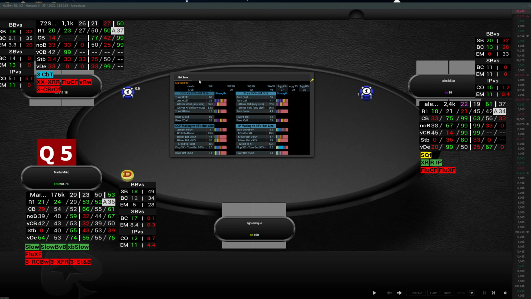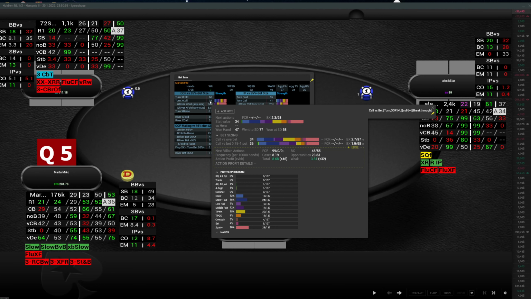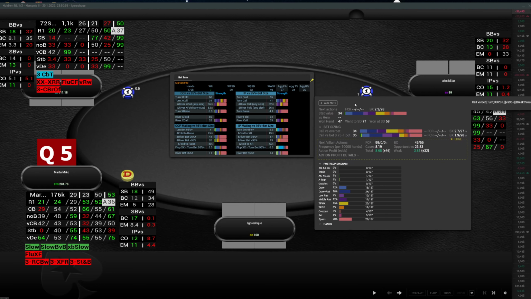We have how he plays against an overbet and how he plays when he's making an overbet out of position, and the same in position. We're going to start with out of position versus overbet. We see that this player is folding 60% to an overbet. He's calling 34%. When we hover over it, we can see with which type of hand he's calling an overbet on a turn, and we can see the distribution here of his calling range.